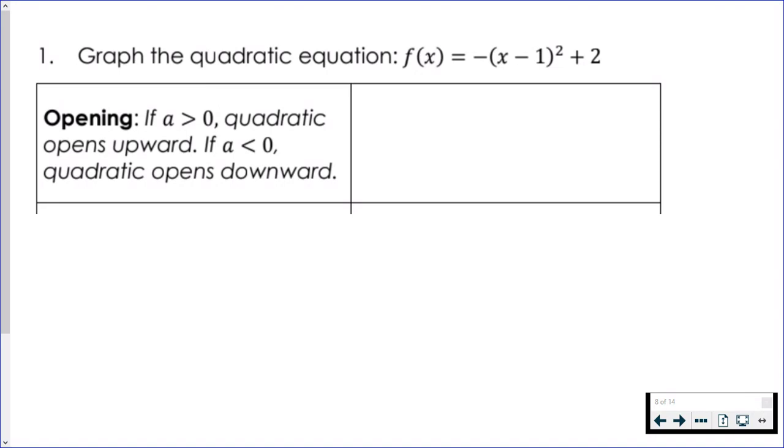I'm going to, one step at a time, graph a quadratic function that is in vertex form. If you watched the other video first, that was in standard form. This one is in vertex form. So some things are easier to find in vertex form, some things are easier to find in standard.